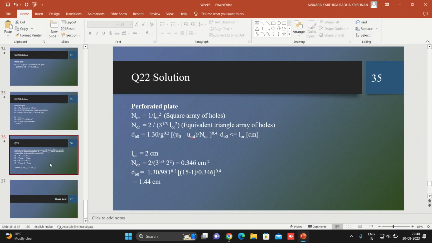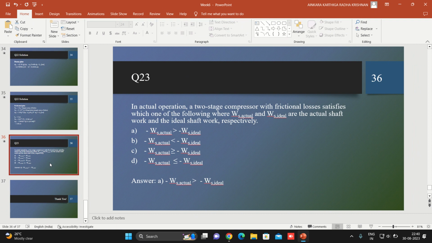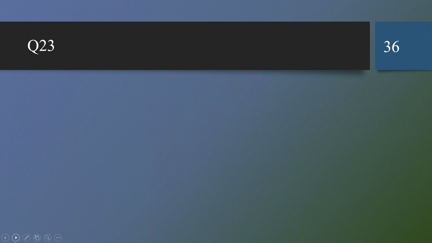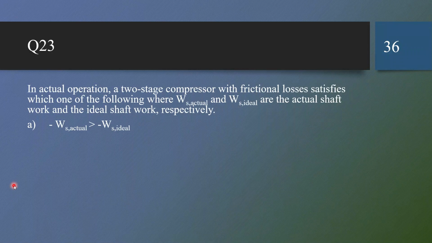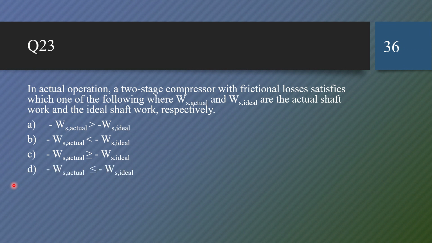Now we go on to the last question of this session. In actual operation, a two-stage compressor with frictional losses satisfy which one of the following, where WS actual and WS ideal are actual shaft work and ideal shaft work respectively. The option 1 is given by this. WS actual is greater than WS ideal. WS actual is less than WS ideal. WS actual is greater than or equal to WS ideal. WS actual is lesser than or equal to WS ideal.